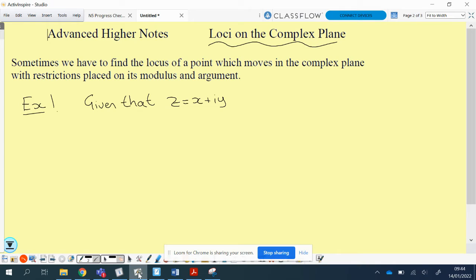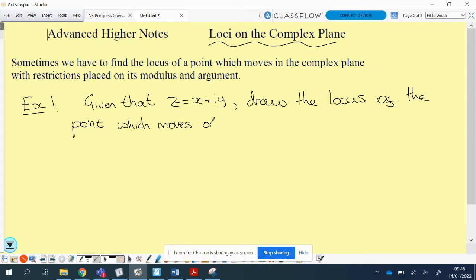So we'll start with our first example. Given that z equals x plus iy, we're going to draw the locus of the point which moves on the complex plane such that, and this is what I mean by the bound, the only restriction we've got for this complex number is that the modulus of it, the size of it, has to equal 4. So that's what we've been bounded by.